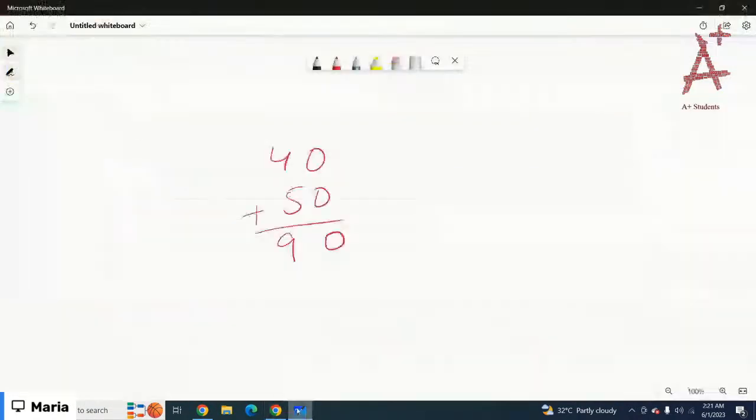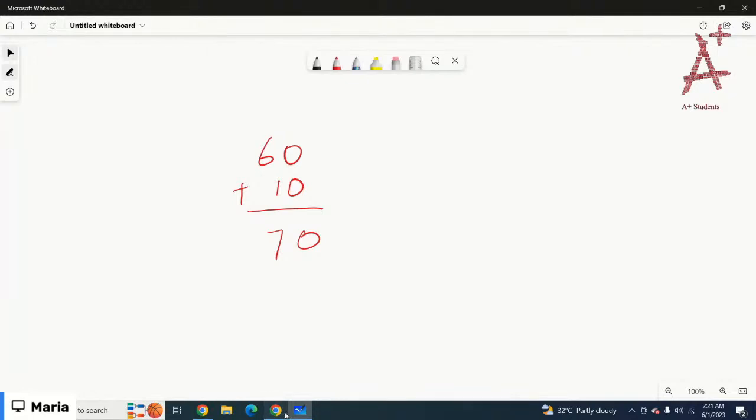Okay, the next one is 60 plus 10. Add the digits that are at the ones position. So 0 plus 0 equals 0, and 6 plus 1 equals 7. So it would be 70. 60 plus 10 equals 70. The correct option is 70.